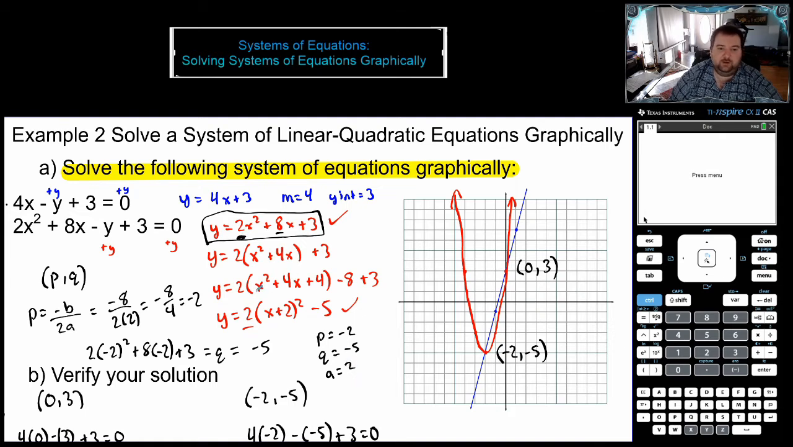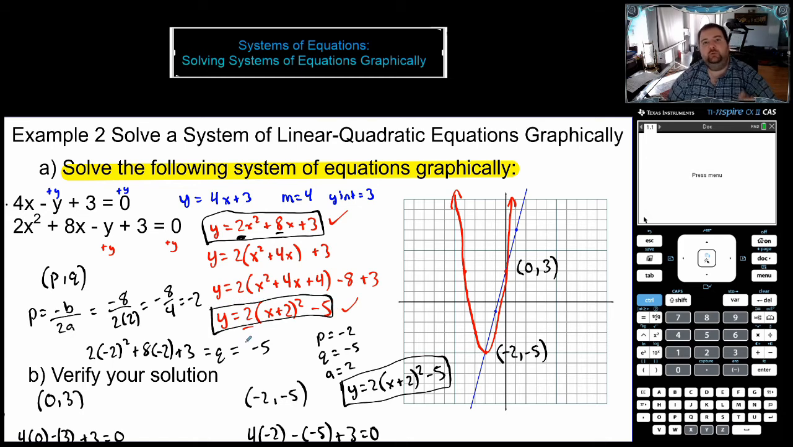Because it was 2 over here. And we can then use these three pieces to make our vertex form equation, which of course would be y equals A times x minus P, which would be x plus 2 squared plus Q, which would be minus 5. And of course, you can see that this and this are exactly the same. Two very different methods that will get you to the same place.